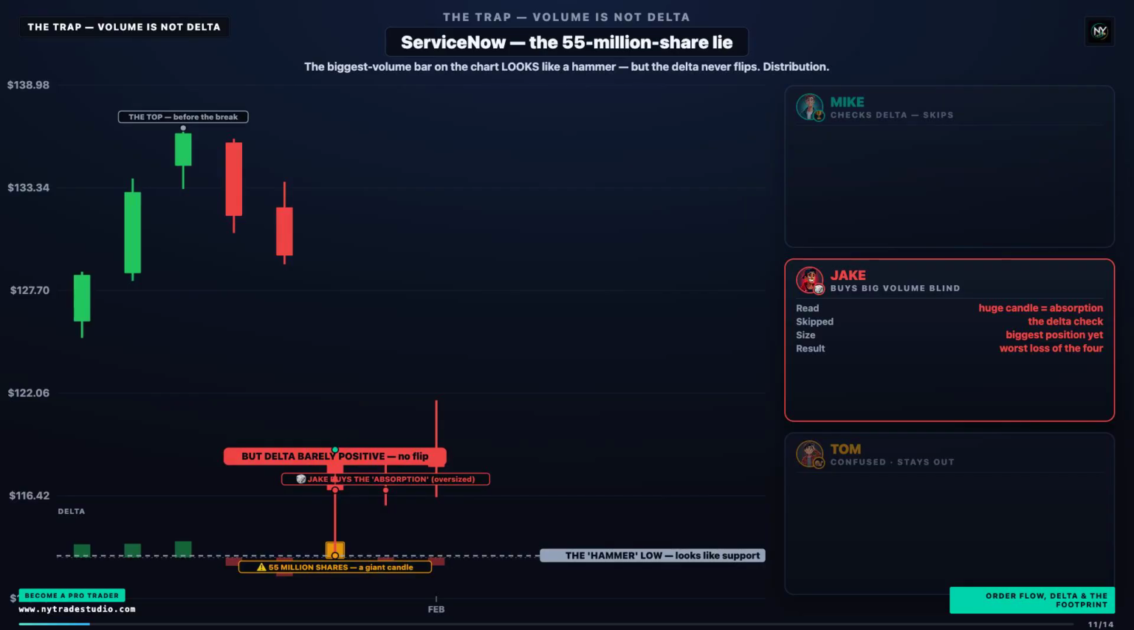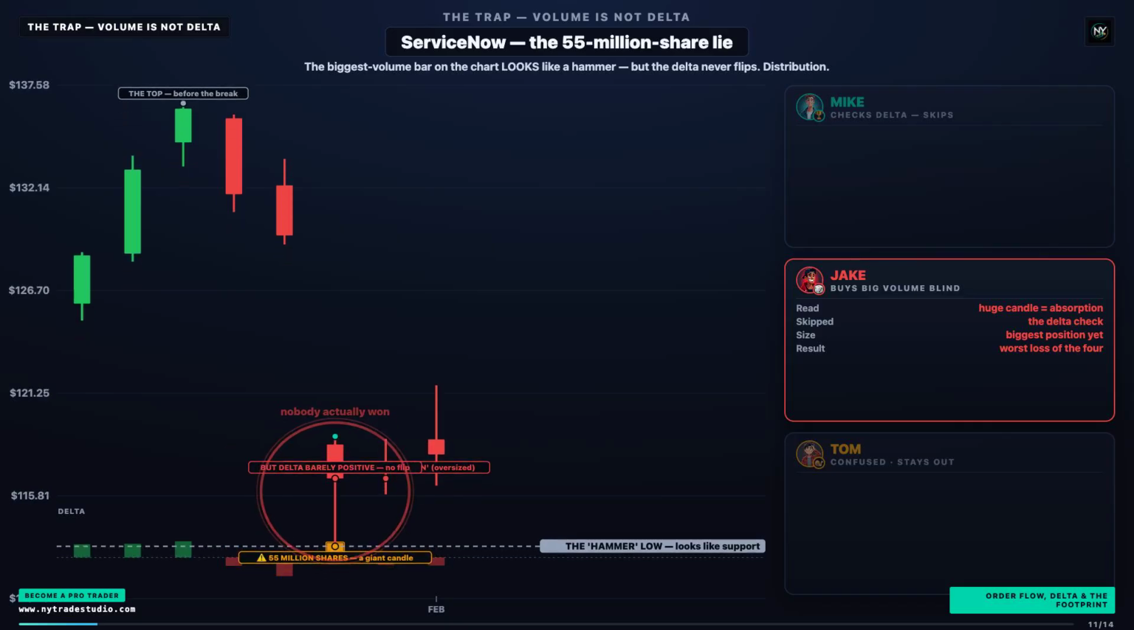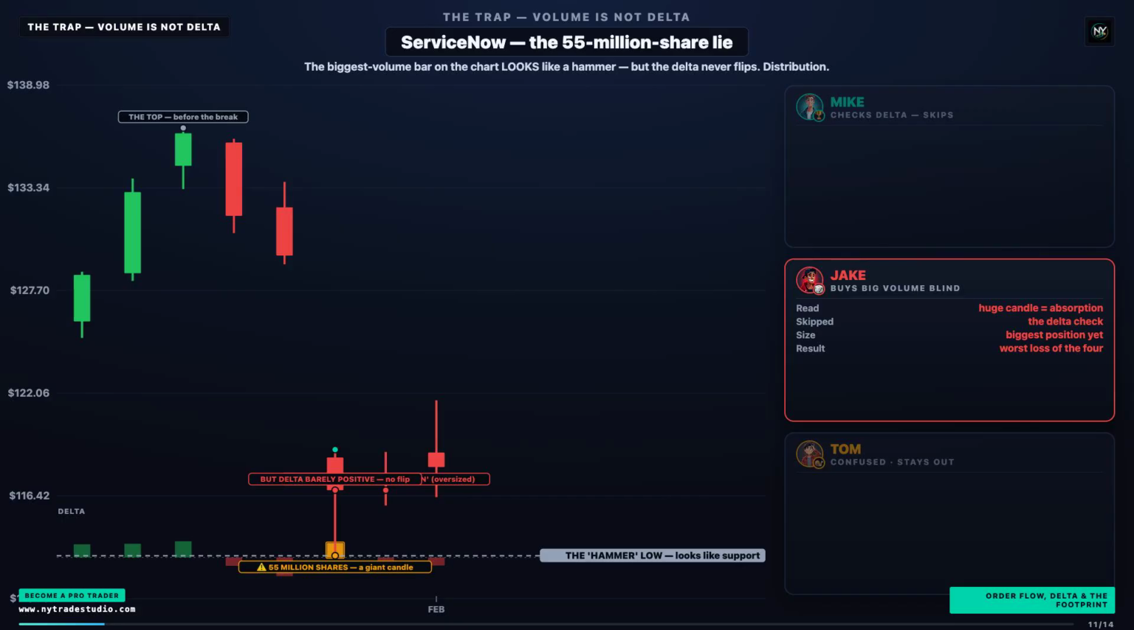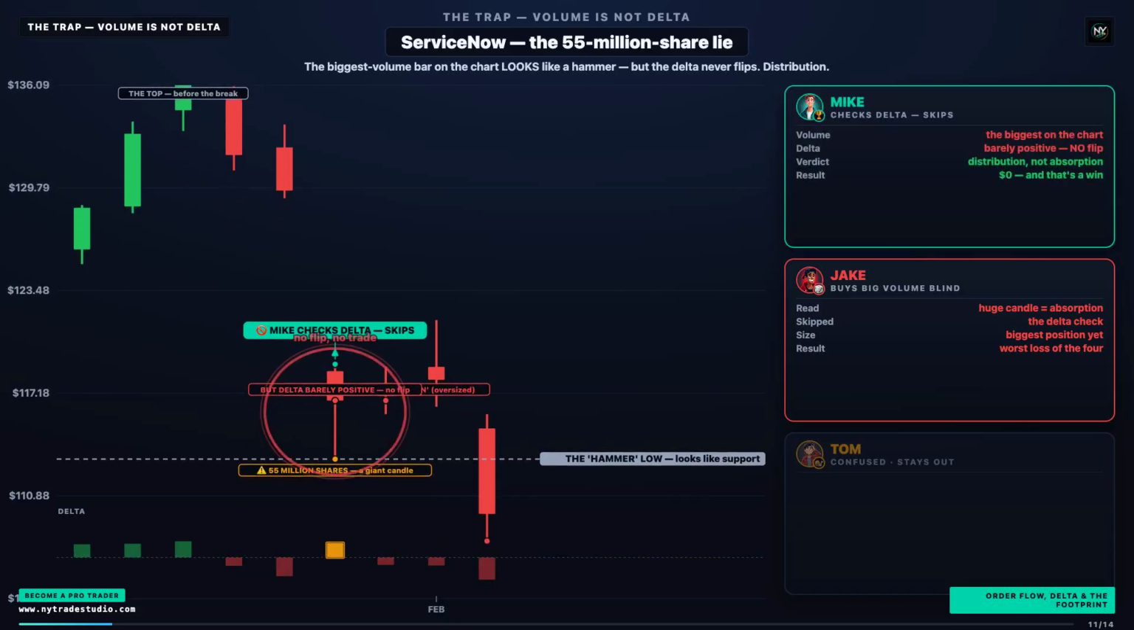55 million shares changed hands and yet almost nobody won. Which means it was not one big buyer absorbing the sellers. It was a big holder quietly handing shares to the crowd on huge volume, while price looked like it bottomed. That is distribution wearing an absorption mask. So Mike refuses it. No flip, no trade. And the chart proves him right.